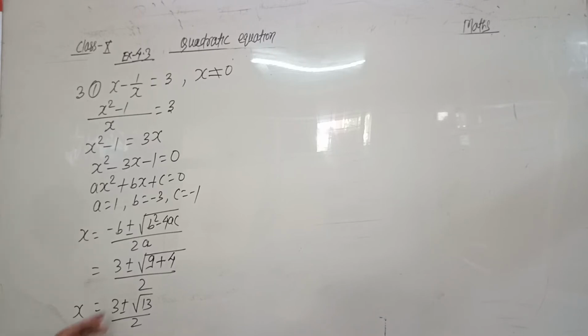3 plus minus root 13 by 2. So these are the two values. One is 3 plus root 13 by 2 and the other is 3 minus root 13 by 2. See next question.